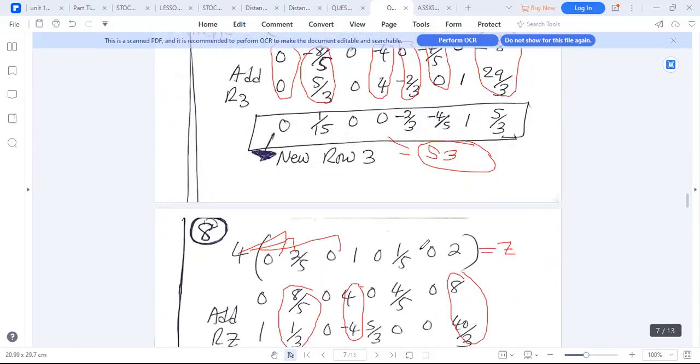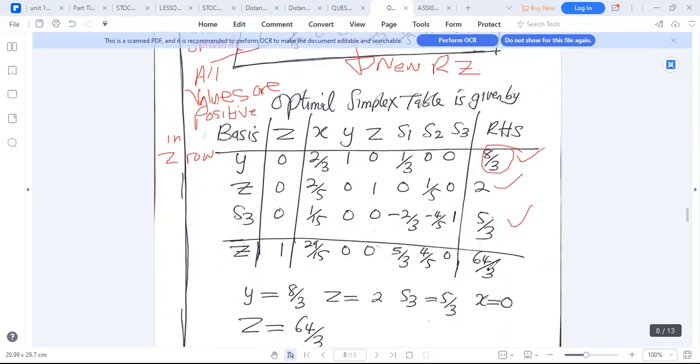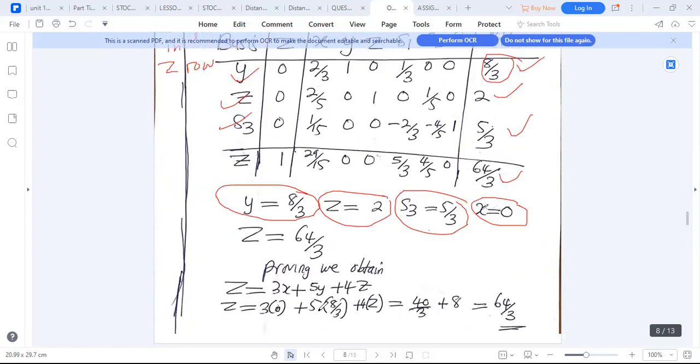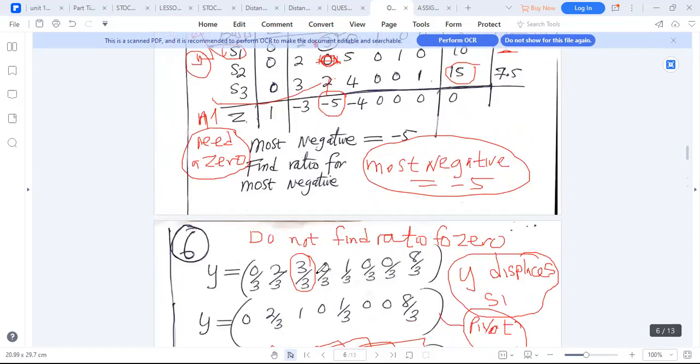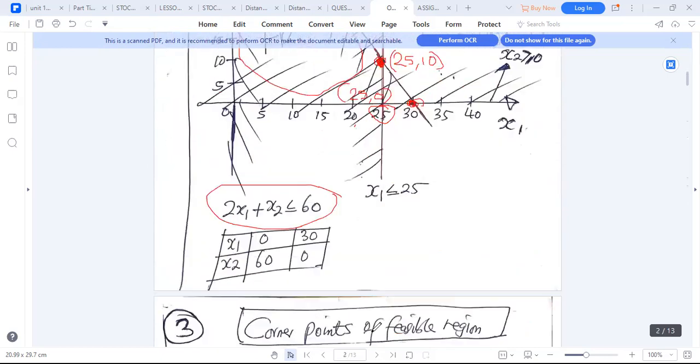All right, so the optimal solution is given by y is equal to 8/3, z is equal to 2, S3 is 5/3, and z is equal to this. So this is the optimal solution. Y is 8/3, z is 2, and S3 is 5/3, x is 0 because it's not here. So we have this and that. X is not here, so it's 0. Proving this, we obtain the objective function is given by this one. So we can substitute there in that equation to get what we need concerning this kind of equation.